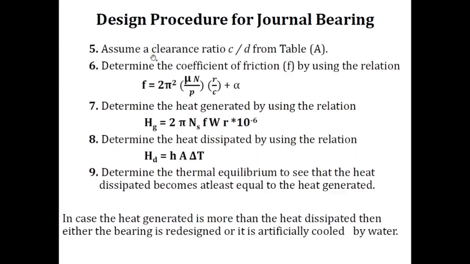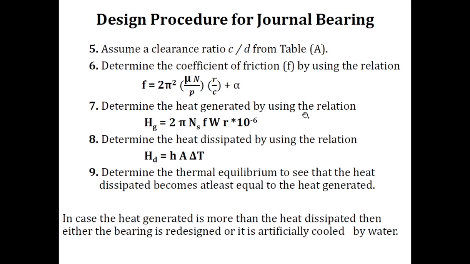Then next is to assume the clearance ratio. Again the probable values of C by D are given to you. Then determine the coefficient of friction. We know the relation, and this relation is given by Mackey. So coefficient of friction is given by 2 pi square mu n upon P, R upon C, plus alpha.